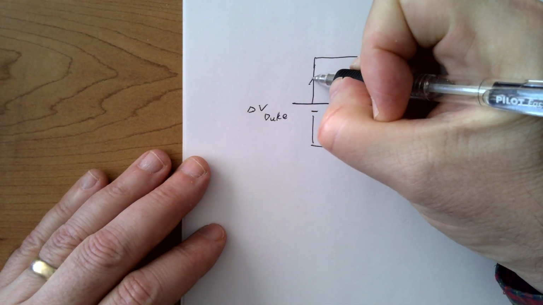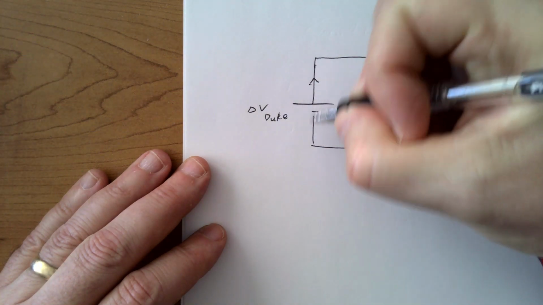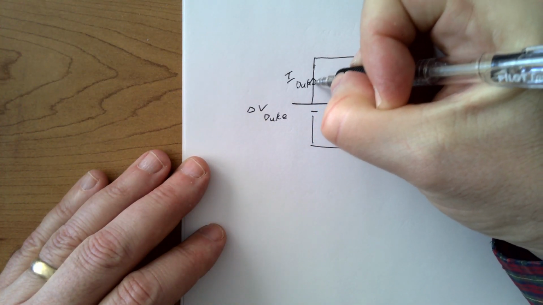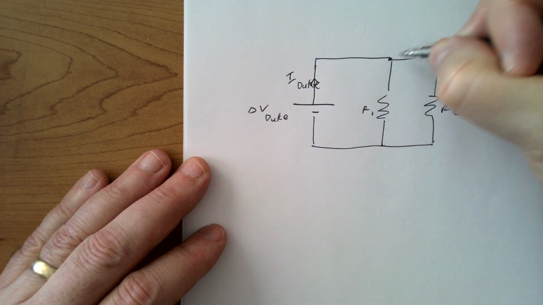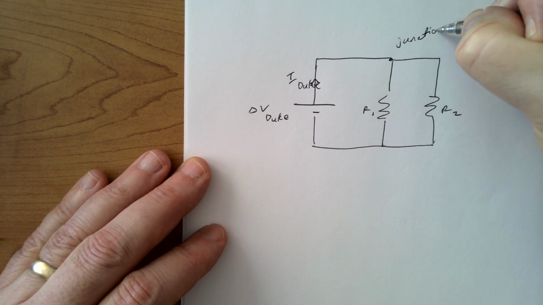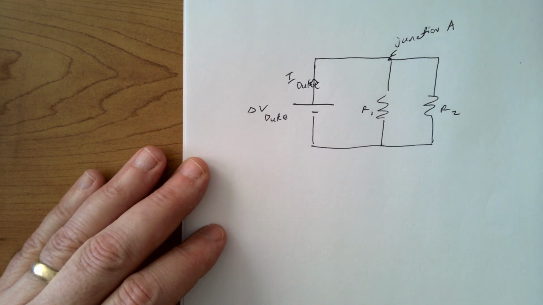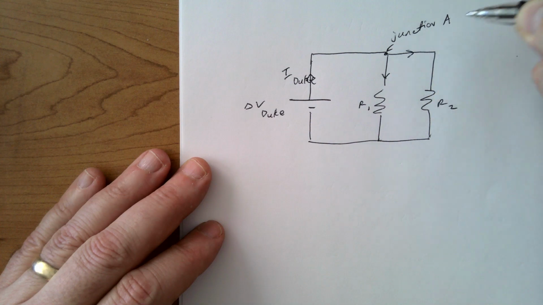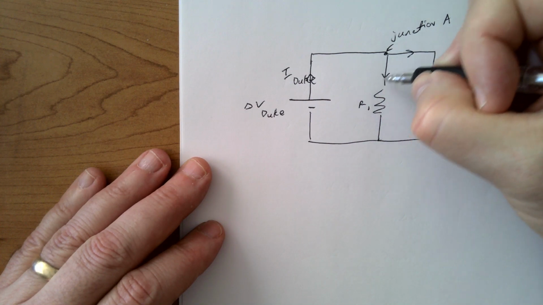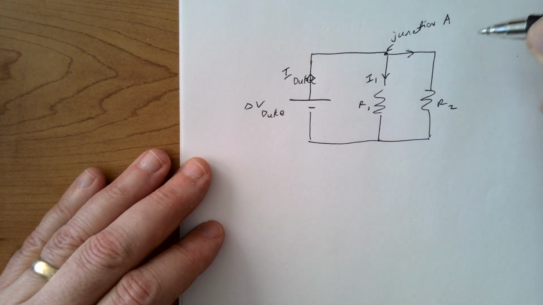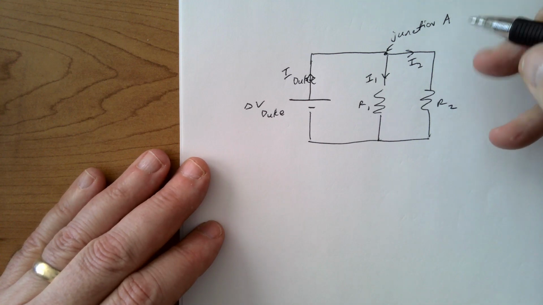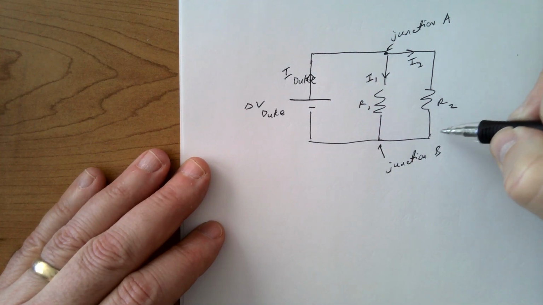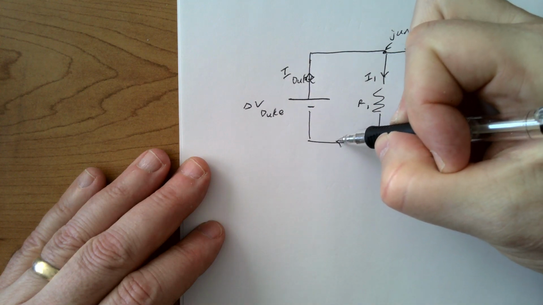So for example, this arrow represents the current passing through this voltage source, delta V Duke. I need to call that I Duke. Alright, this is a junction. I'm going to label that junction A. And at junction A, the I Duke is going to split into two different currents. I need to give those a name, and this needs to be I1 because that's R1. This is I2 to go with R2. This is junction B, where I2 meets up with I1 and then combines back to make I Duke.